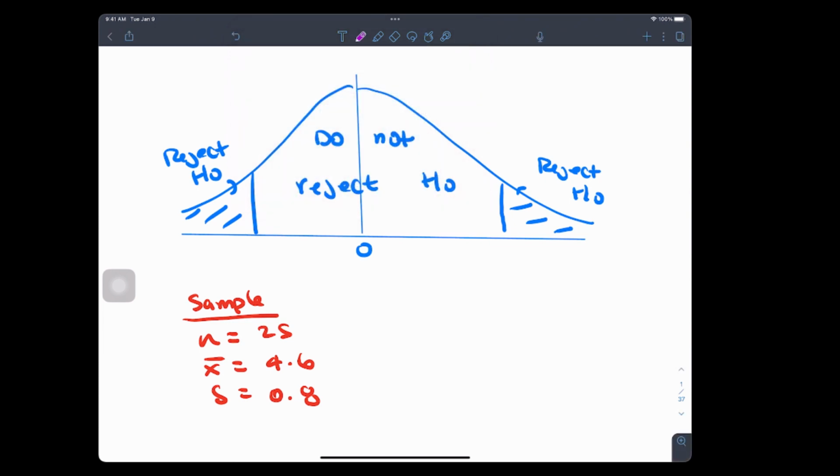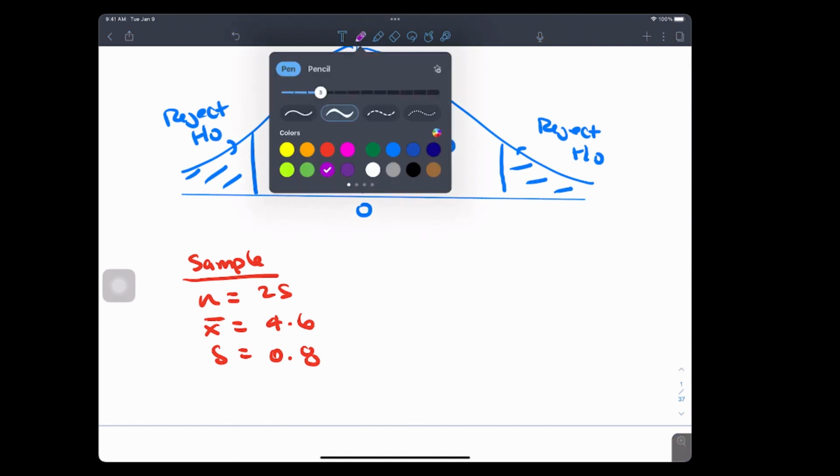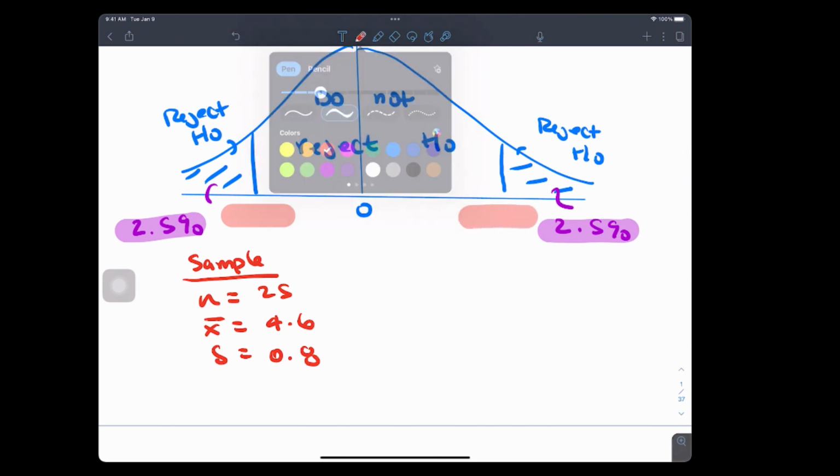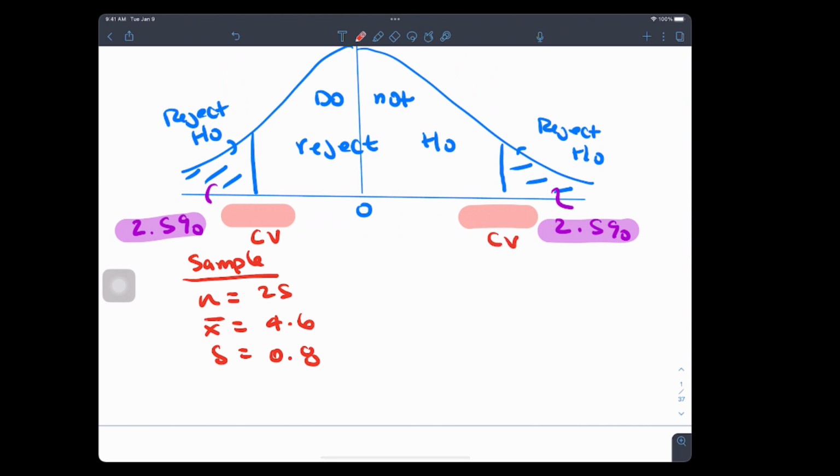Alpha is 5%. Okay, let's do this here, right? So if alpha is 5%, and there are two tails, how much is in each tail? Is it 2.5%? Isn't this like what you did before? Everything's the same, but notice you need what here? What goes here? What was that called? Critical what? Values. Critical values.